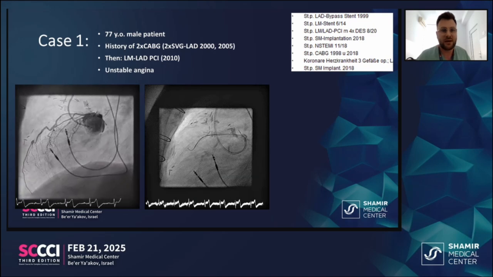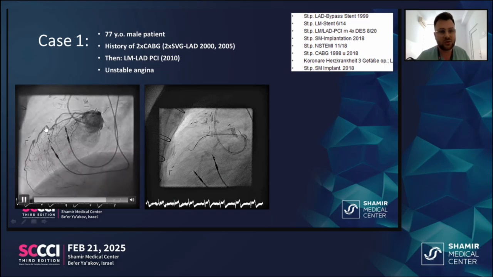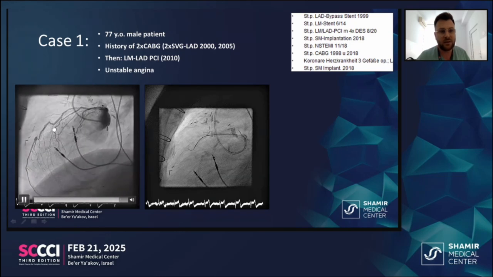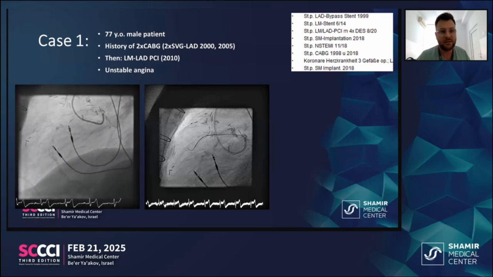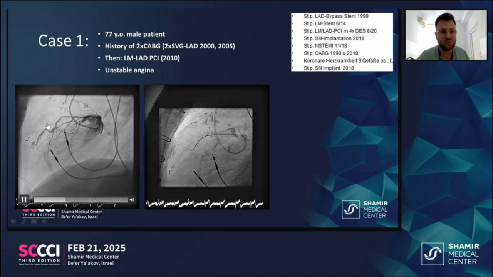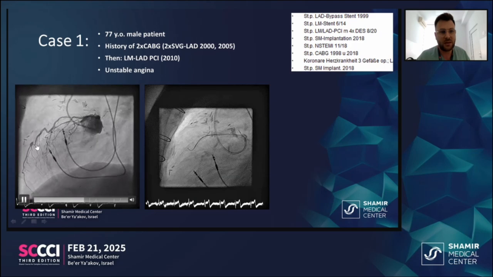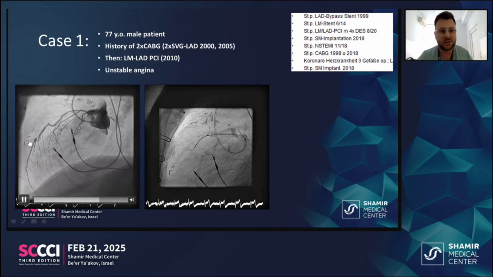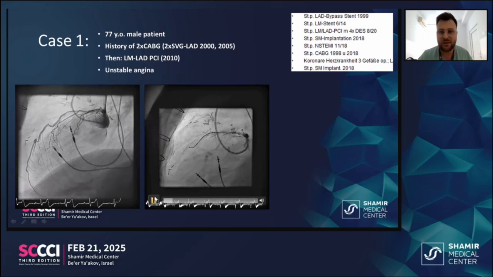Left main LAD PCI, and you can see on the right screen now on the angio the 2 sides of the anastomosis of the venous graft, one here and one more distally, and you can see how angulated and pulled the LAD is because of those anastomoses. He presented now with unstable angina, probably due to those 2 lesions at the level of the 2 anastomoses, this one proximally and this one more distally, which is more difficult to wire, also with the post-stenotic aneurysm. Of course, it was really difficult to wire this lesion.